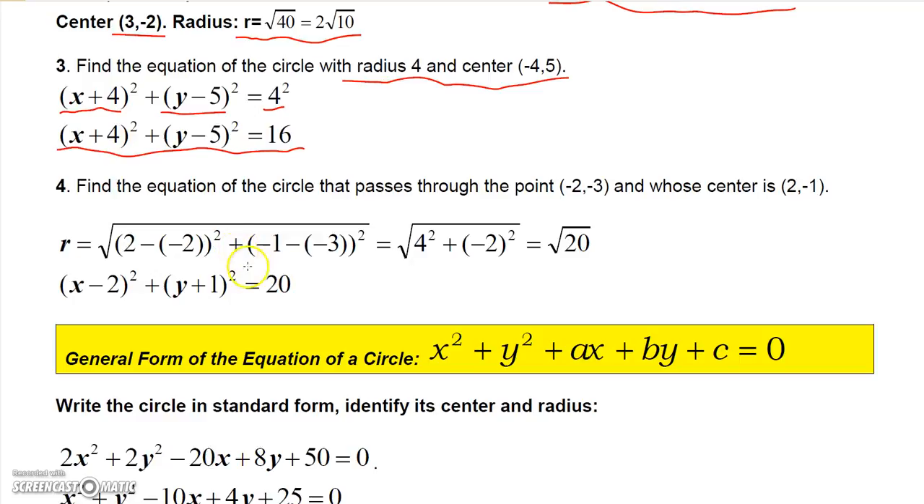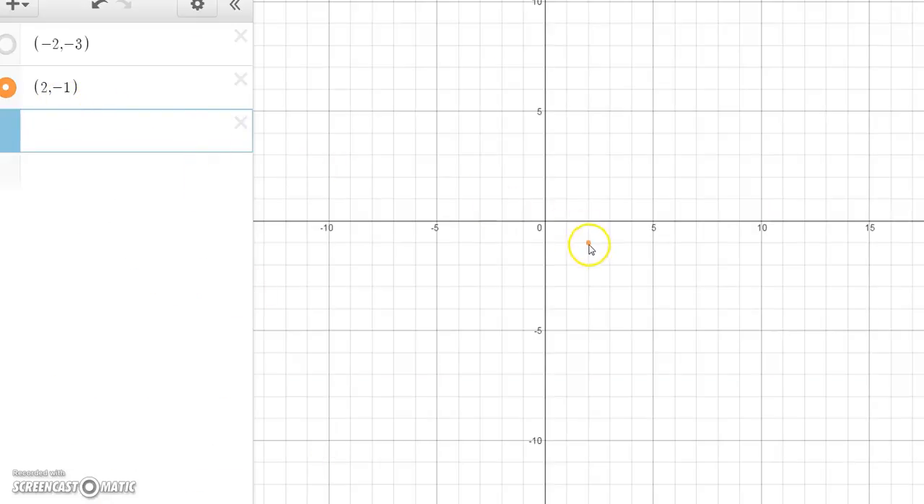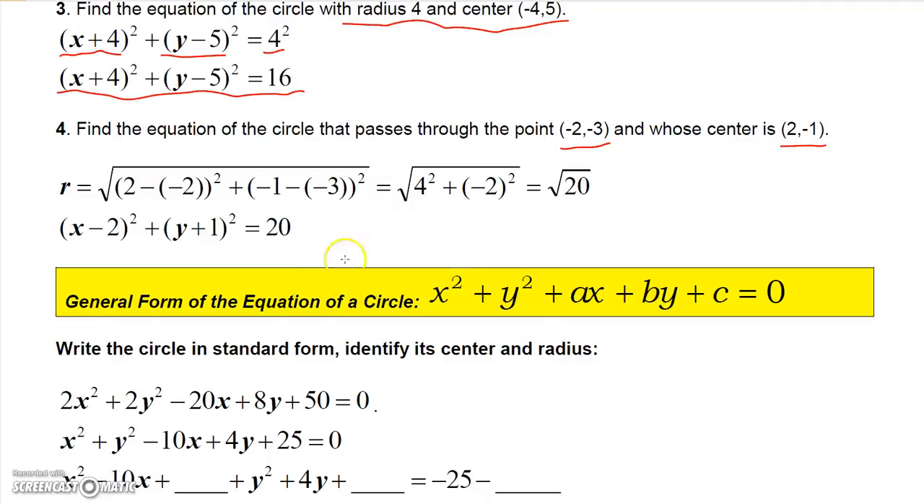Now, if you want to find the equation of a circle that passes through 2 points, well, that one's a little bit different. So here we know the center is (2, -1). So let's take a quick look at the graph. Okay, so this is the center of the circle, (2, -1), and the circle goes through this point, which is (-2, -3). So basically, if the circle goes through this point, then the radius would be the distance between those 2 points. So all you have to do is find the distance between those 2 points, and we can do that with the distance formula.